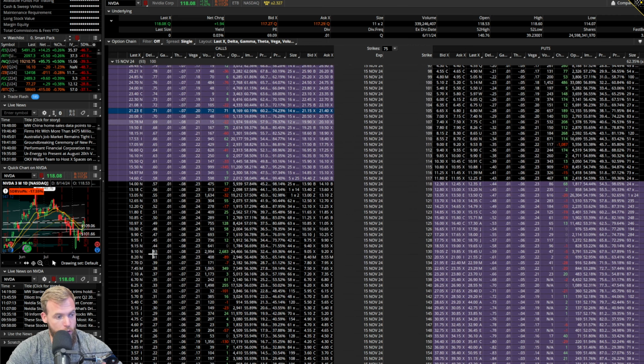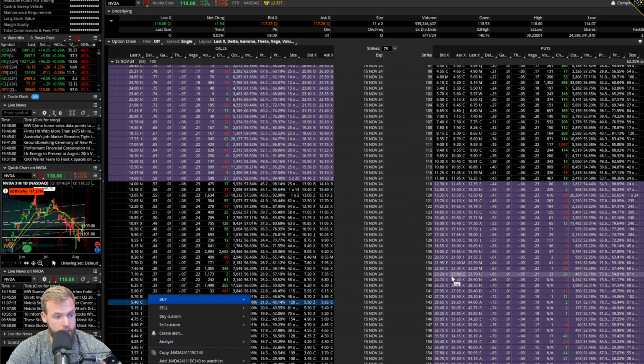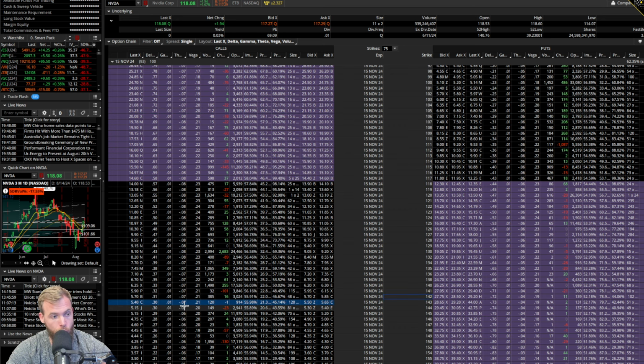Whereas if you go further out of the money, if you grab one of these cheaper options, that's a 30 delta. Well, if NVIDIA moves that dollar, you only see 30 cents. What's the benefit of these further out of the money options? Well, they typically have higher gamma.